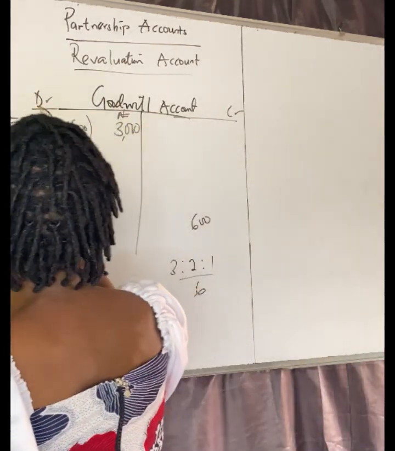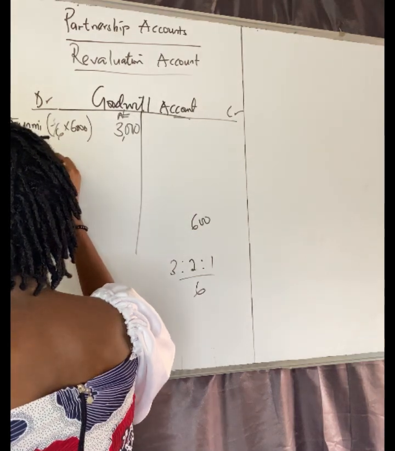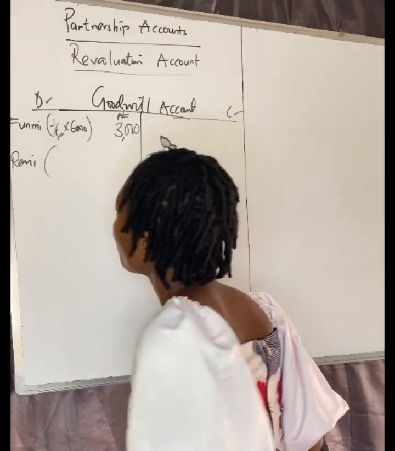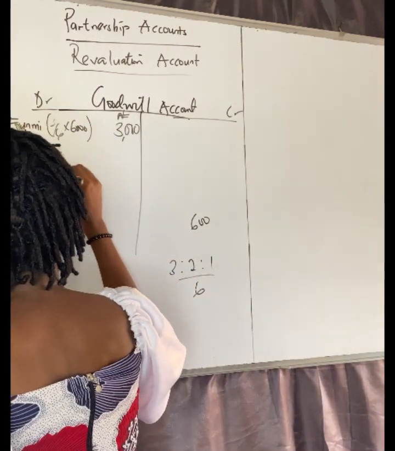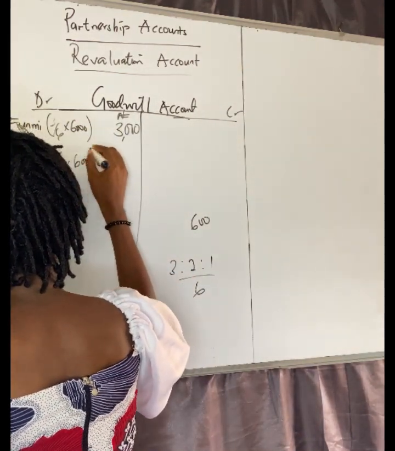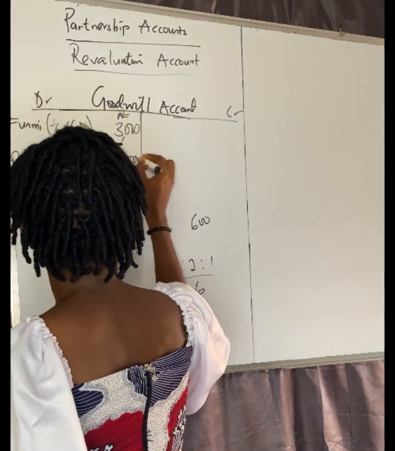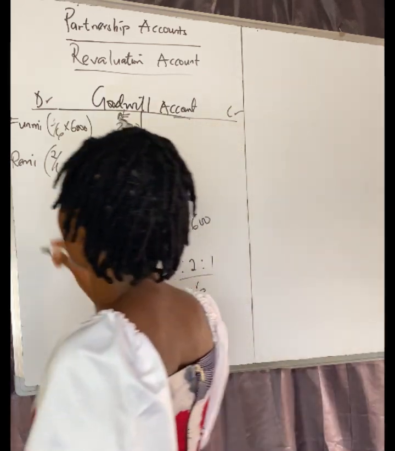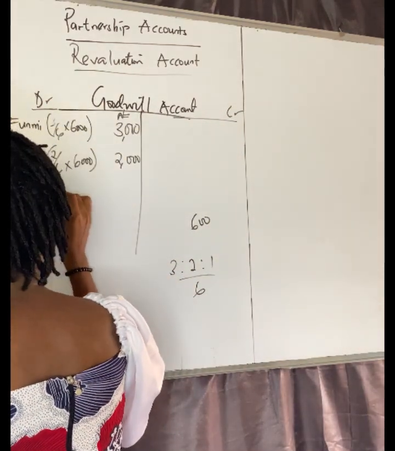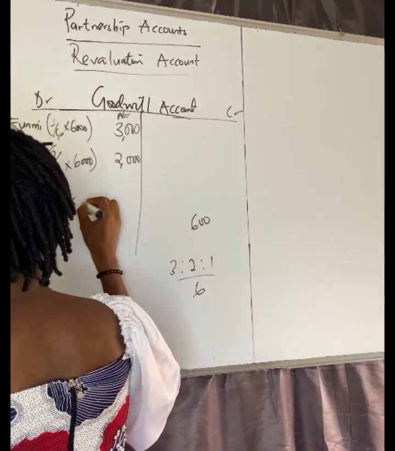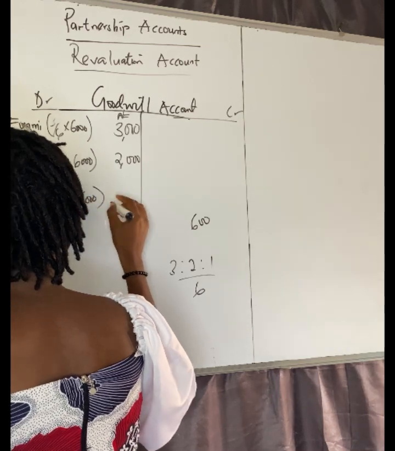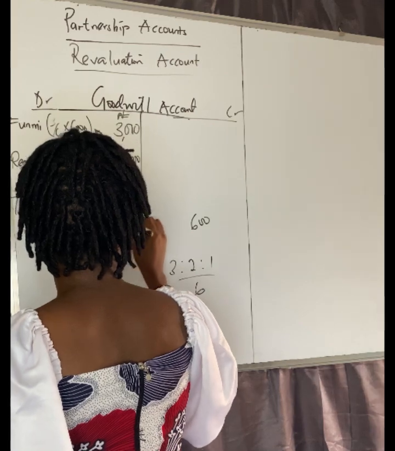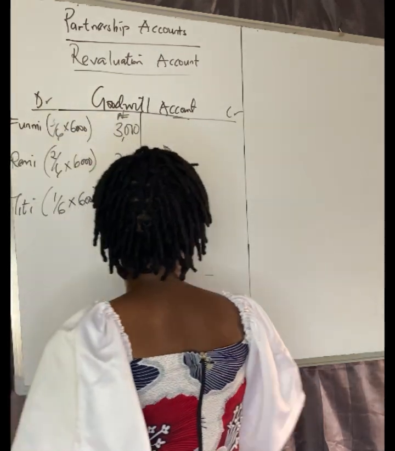Now for the next partner, Remi, who takes the second ratio, which is 2, converting to fraction we have 2 over 6. So Remi gets 2/6 times 6,000 naira, which is 2,000 naira. And then the last partner is Titi, who gets the last ratio, 1/6 multiplied by 6,000 naira, and that gives us 1,000 naira. So this is our goodwill value.